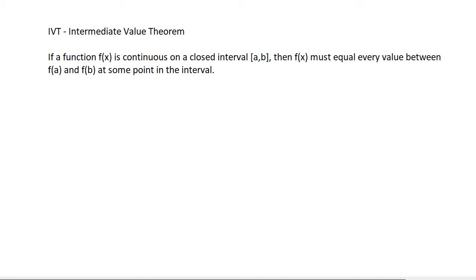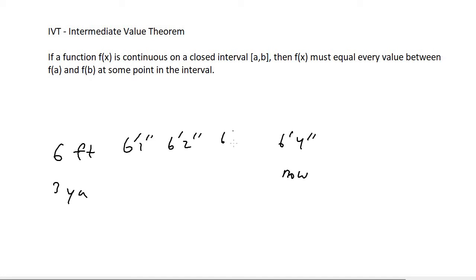Now this may seem a little bit confusing, but a simple example of this is your height. So let's say you were 6 feet tall 3 years ago, and now you are 6'4". At some point within those 3 years, you had to have been 6'1", 6'2", and 6'3". You can't just jump from 6 to 6'4" all of a sudden.